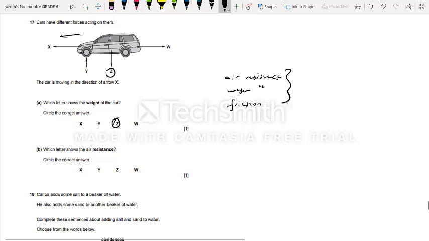Where is the movement of the object, guys? Which direction is that? It's this way, right? The air resistance must be against this direction. Which arrow shows that? This one, right? The answer must be W, guys.